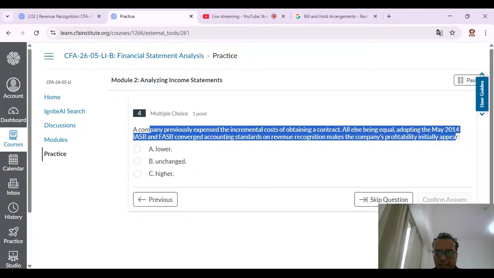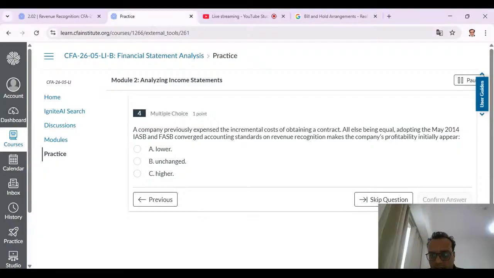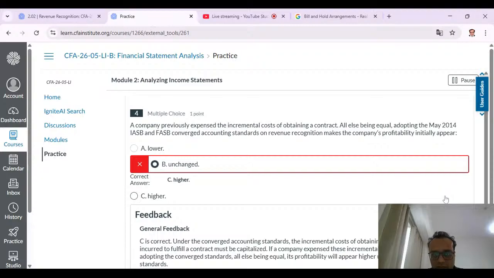If I had previously expensed it, and everything else stays the same, and I have converted to IFRS, it makes the company's profitability initially appear unchanged. I think it should be unchanged. No, the answer is wrong.